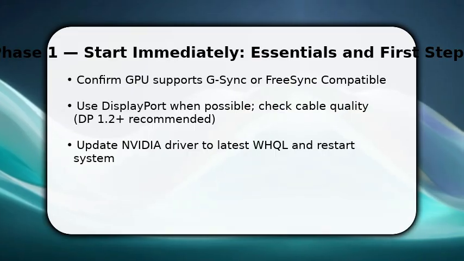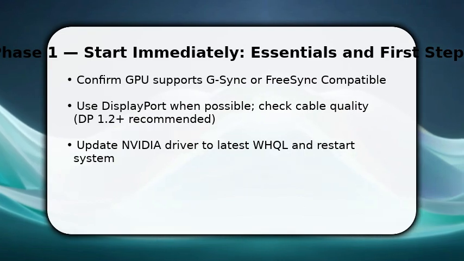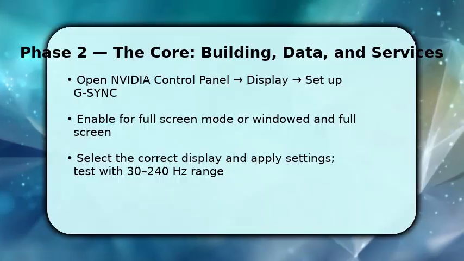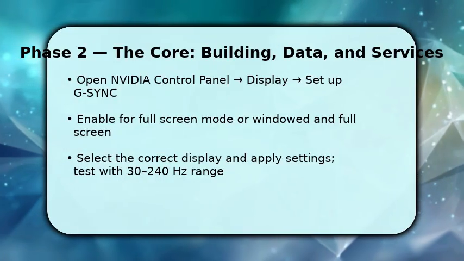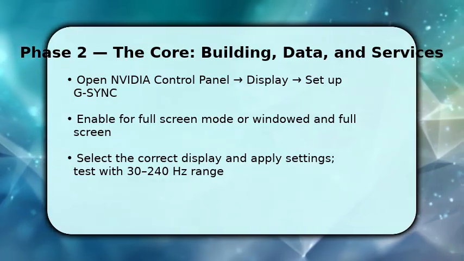After enabling, reboot the PC and open Nvidia Control Panel so you can proceed with the next configuration steps immediately. You'll now enable adaptive sync inside the Nvidia Control Panel. This is where the GPU negotiates refresh rates.